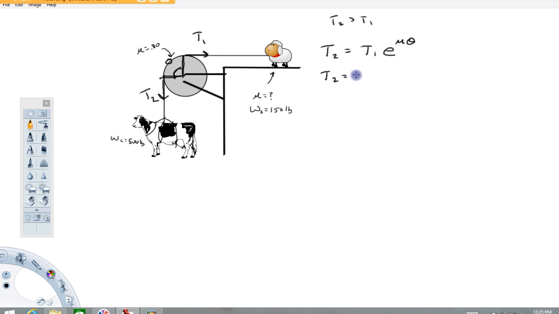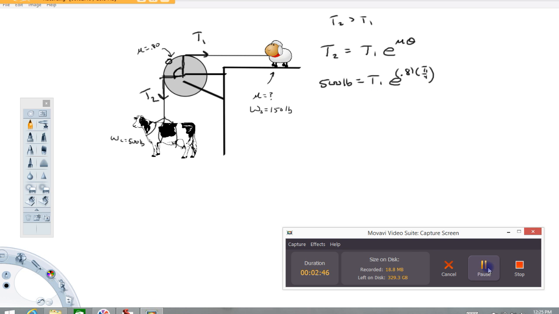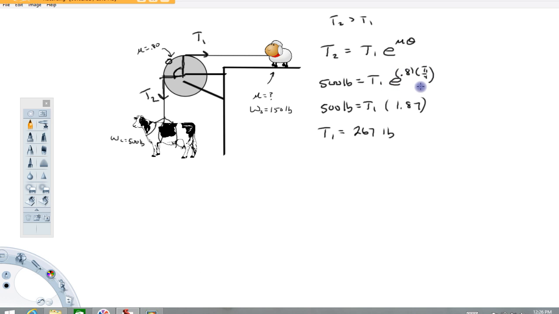So tension 2, we know, is 500 pounds, and that's going to equal tension 1, which I'm going to calculate in a minute, times e to the 0.8 times theta. Again, this angle in this problem is pi over 4. I'm going to take a moment to grab a calculator, pause this, and calculate tension 1. All right, folks, I'm back. I calculated a value for e to the 0.8 times pi over 4, and I got 1.87. Solving that for tension 1, we get 267 pounds.